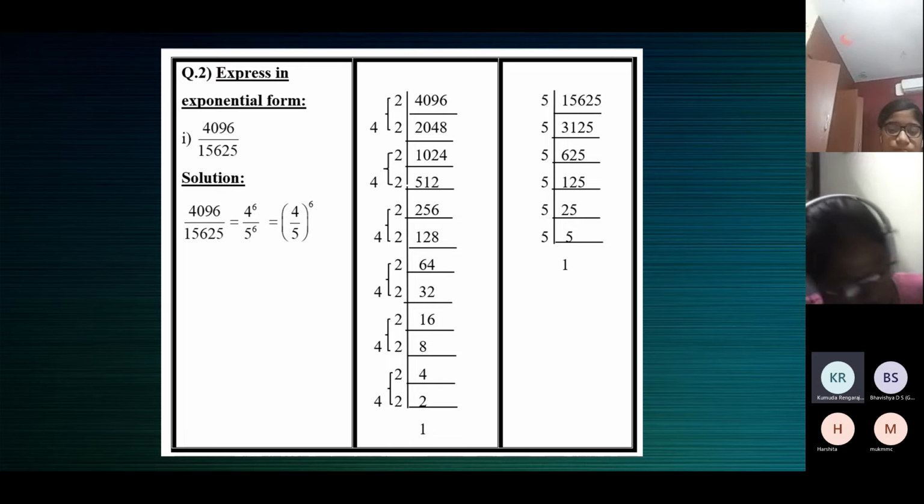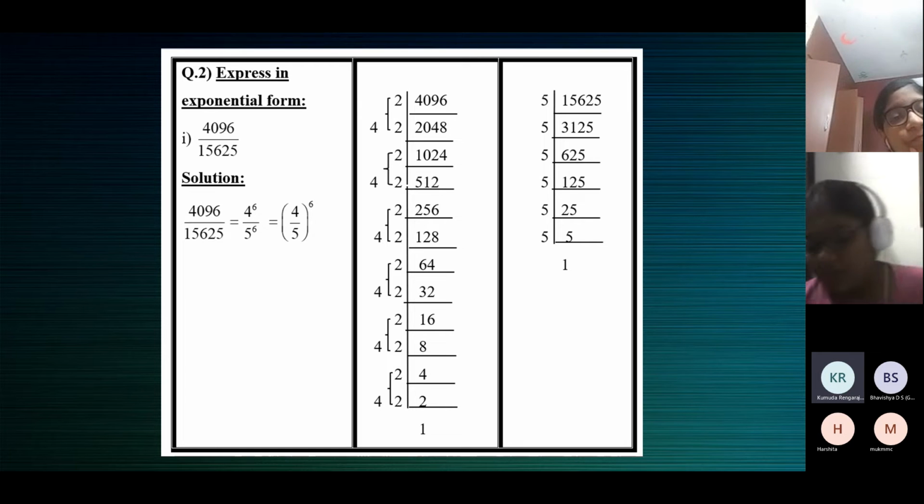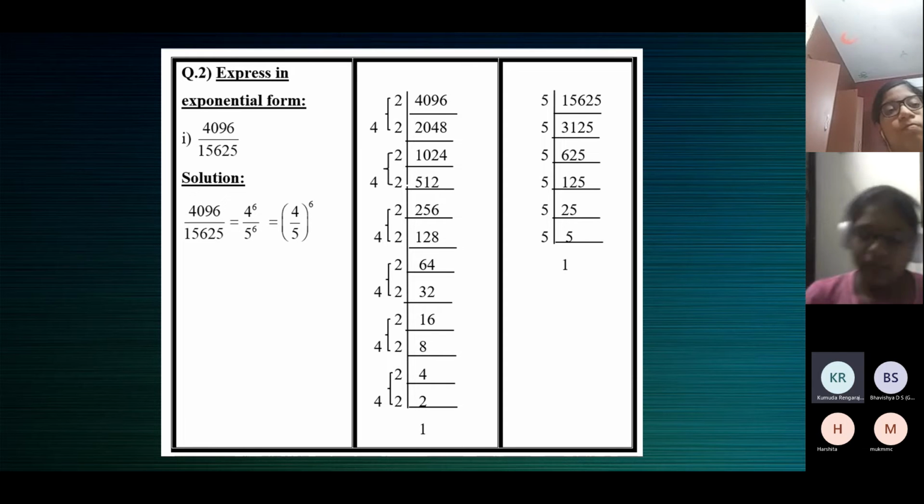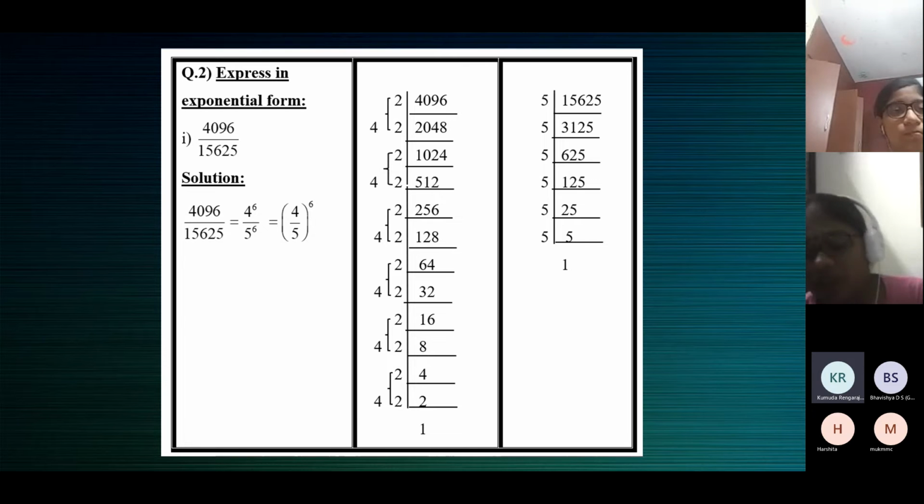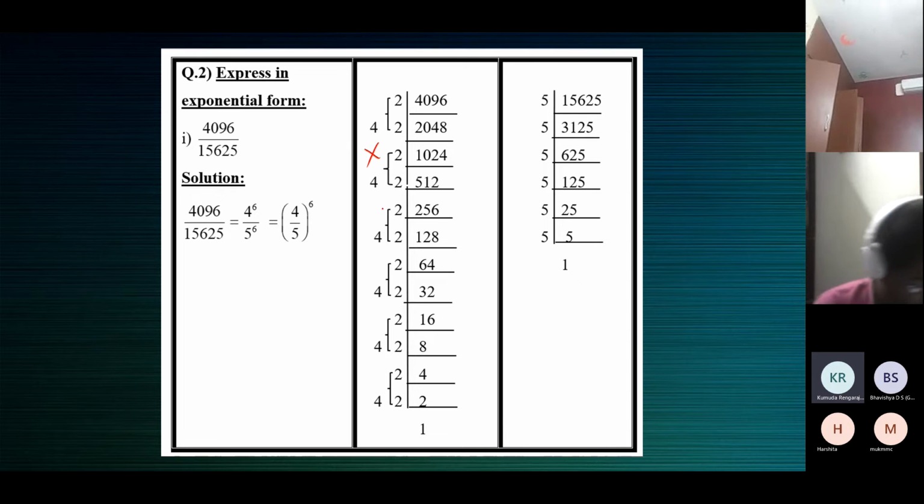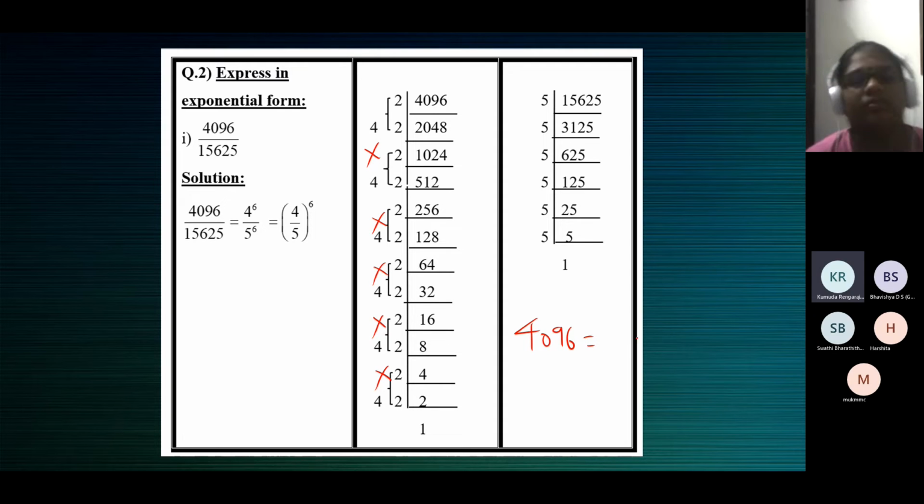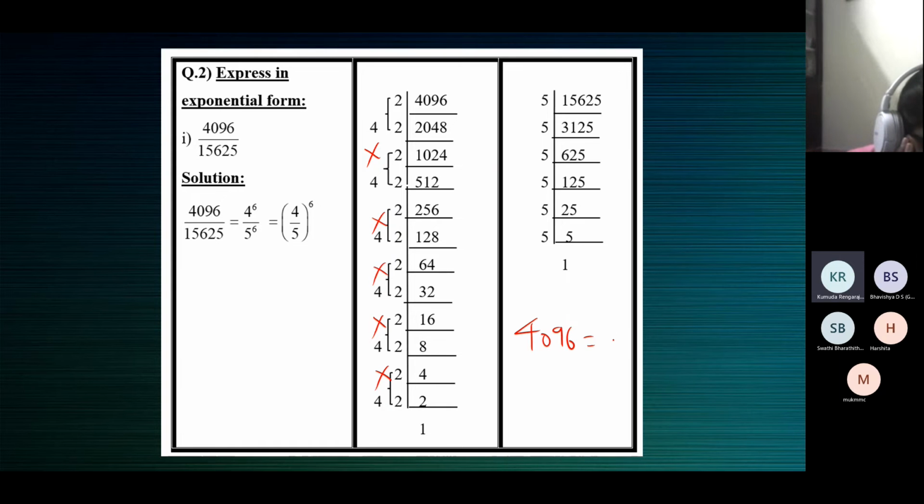Since we're getting 2 twelve times and 5 six times, we immediately group the 2s in pairs. So we have six 4s. Why is it 4 to the power 6? Because it is 4 into 4 into 4 into 4 into 4 into 4. That is, 4096 is equal to 2 multiplied with itself 12 times, or 4 multiplied with itself 6 times, 4 to the power 6, because repeated multiplication is written in the exponential form.